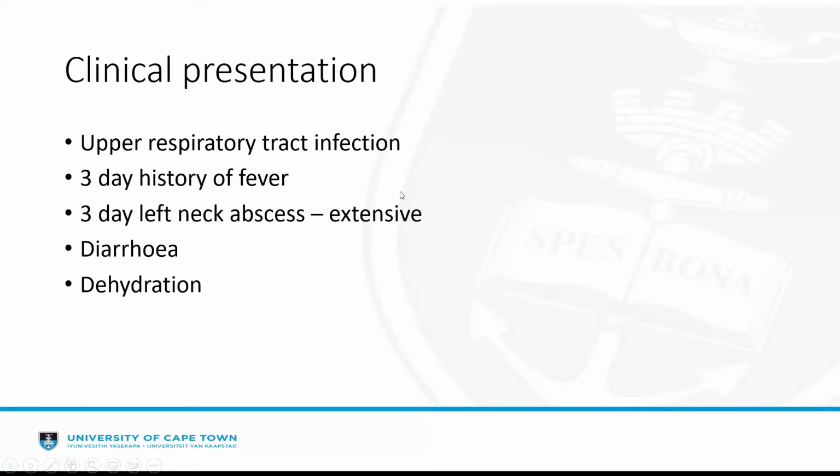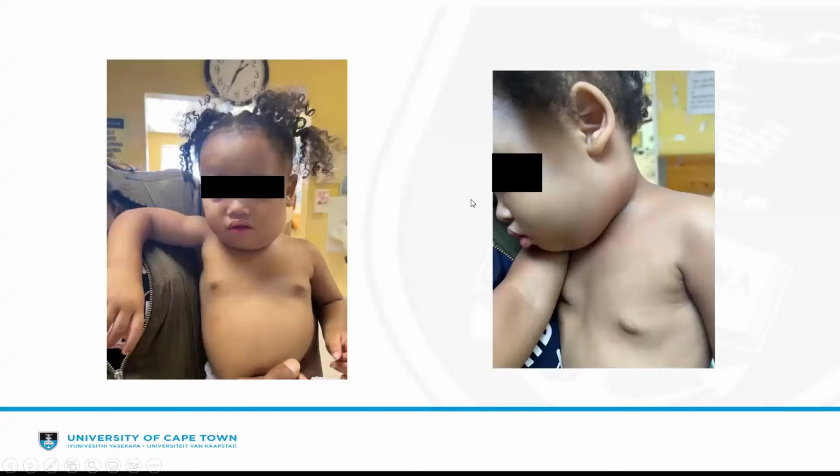She presented with a background history of an upper respiratory tract infection, followed by a 3-day history of persistent fever, and then a 3-day history of a progressive neck swelling that was thought to be a left submandibular abscess. But she also had diarrhea and dehydration on presentation to Red Cross Hospital.